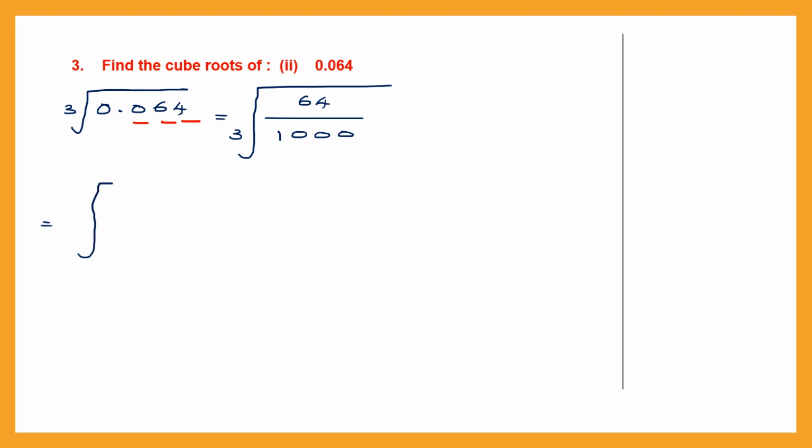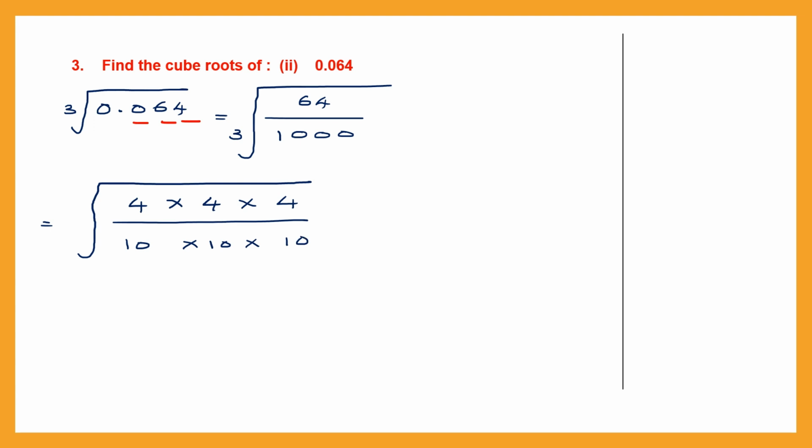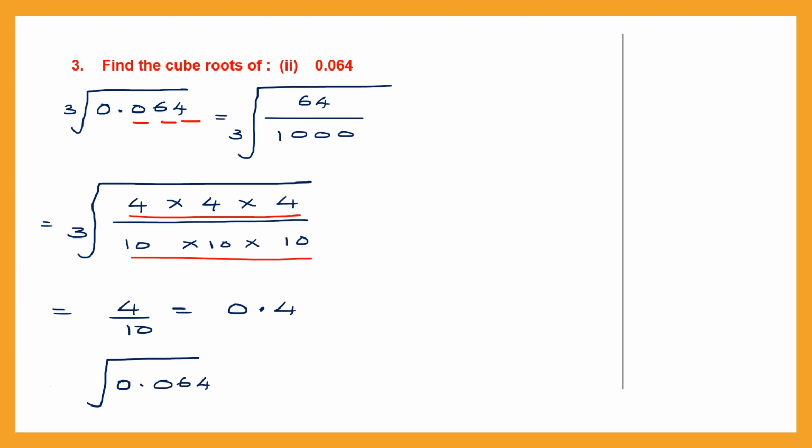So here we know that 64, the cube root is 4. So we have to multiply it 4 times. 4 into 4 into 4 will give us 64. Similarly, 1000 is 10 into 10 into 10. So we can take a triplet from here and a triplet from here. So this becomes 4 by 10, which when we convert to a decimal becomes 0.4. So we have found the cube root of 0.064 and the answer is 0.4.